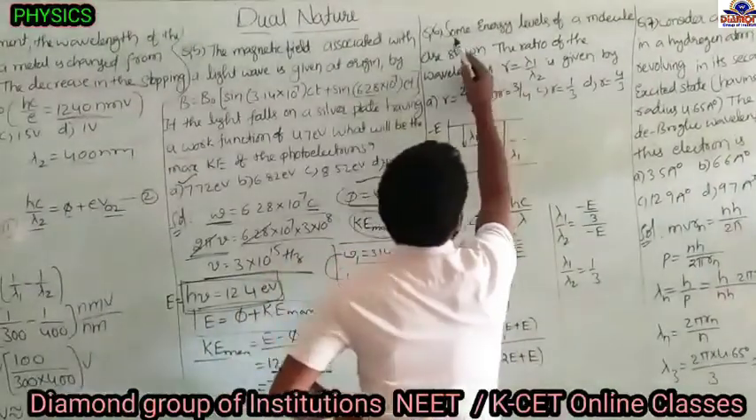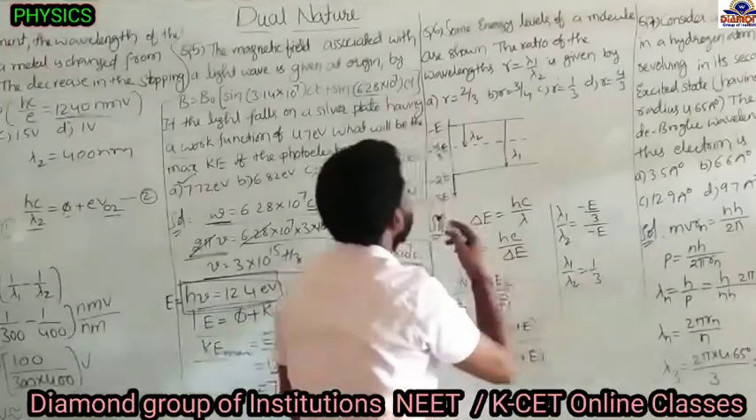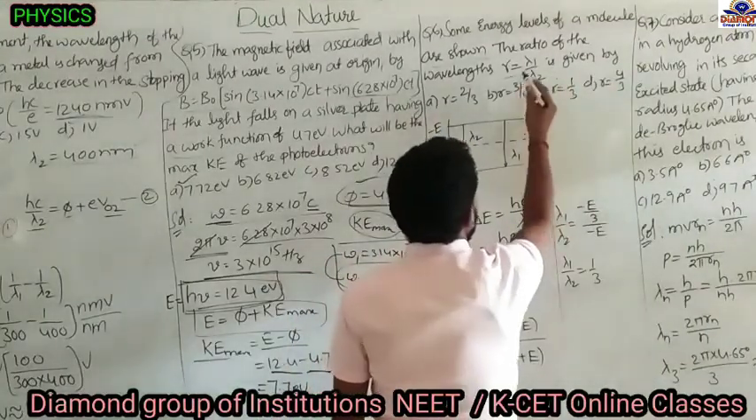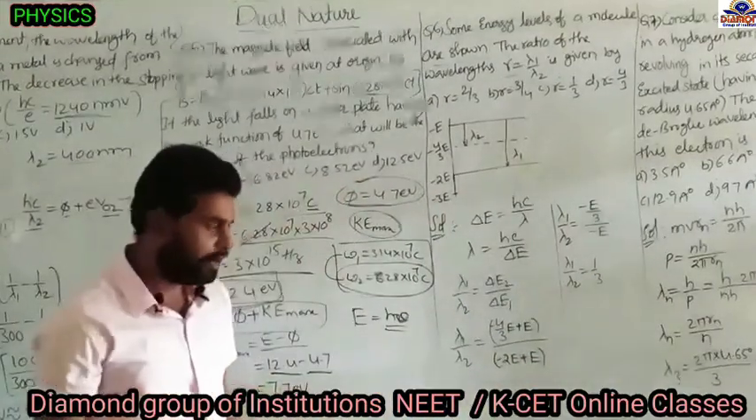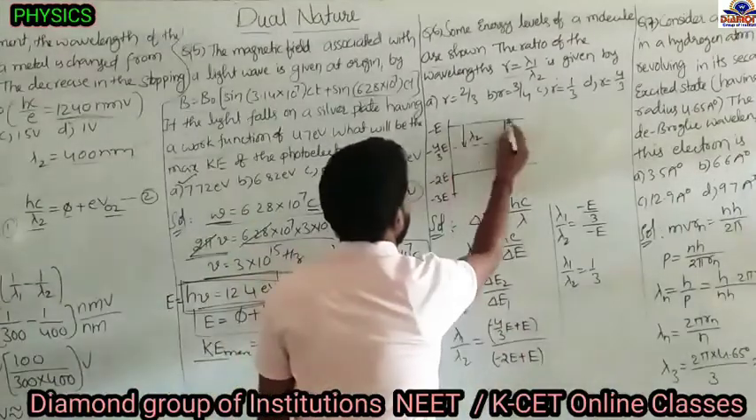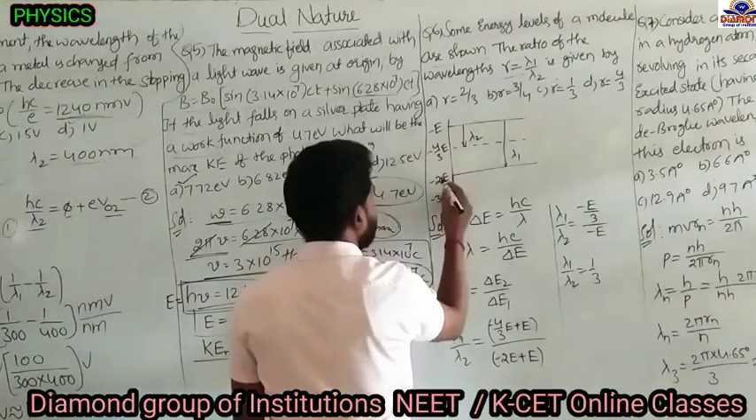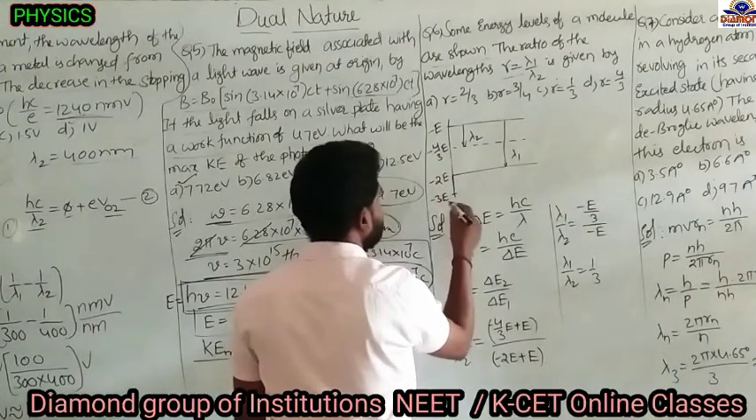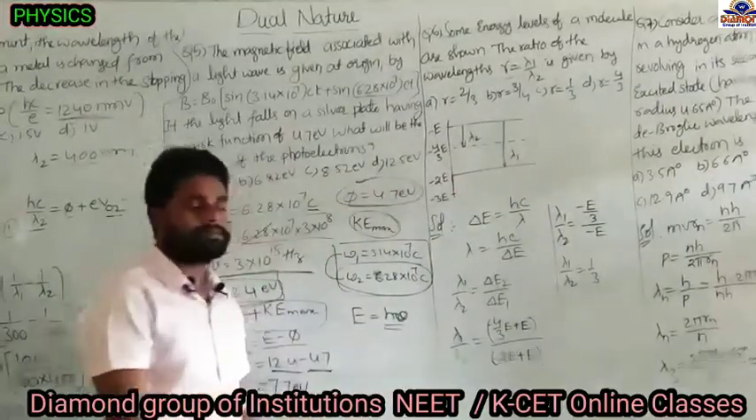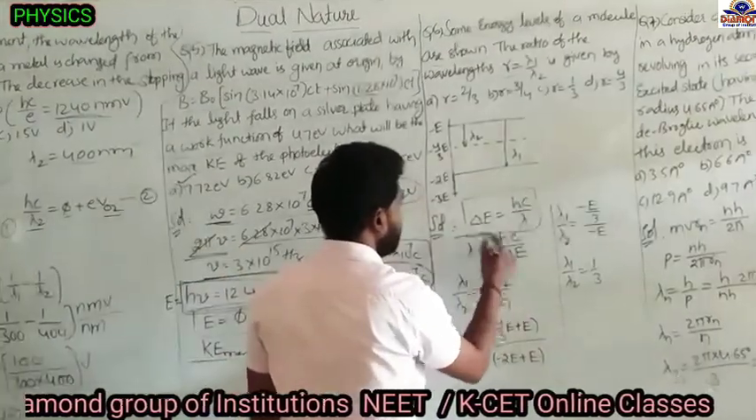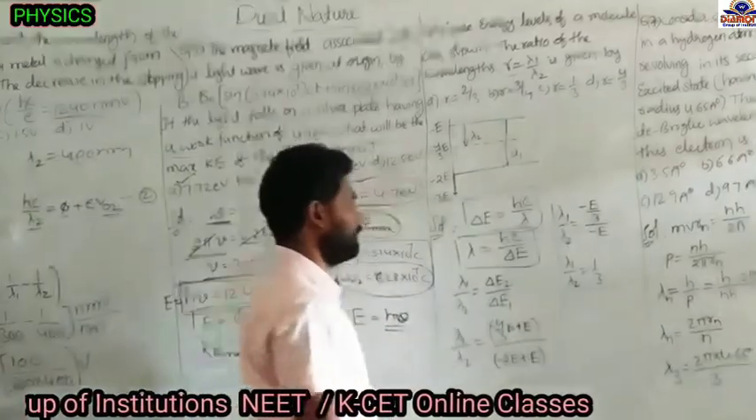Some energy levels of a molecule are shown. The ratio of the wavelengths, lambda 1 by lambda 2, we have to find from the diagram they have given. The levels are minus E, minus 4 by 3 E, minus 2 E. Now we know the formula E equals hc by lambda, so lambda equals hc by delta E. I am writing that.